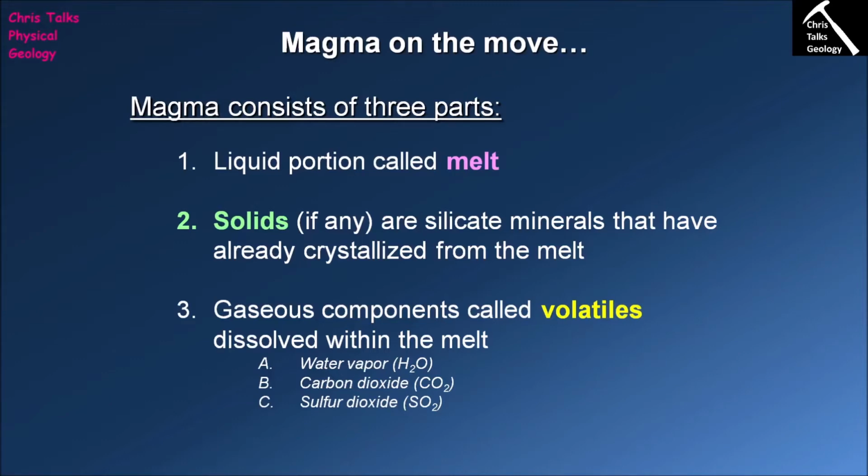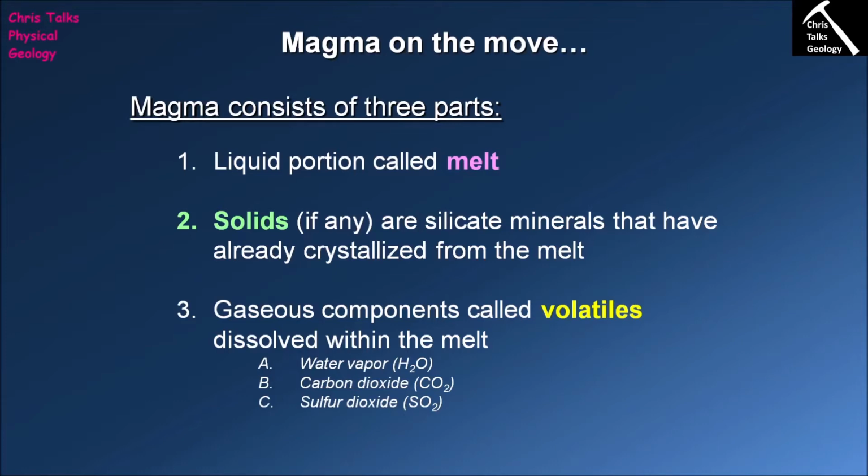Now, the next portion of your magma can be solid phases. This could be solid crystals of a silicate mineral that have formed as the magma's been cooling during its journey, or it could even be pieces of the host rock that have fallen into the magma and are simply being swept along with it. The final component of your magma is going to be the gaseous components, which we refer to as volatiles, and these will be dissolved within the magma itself.